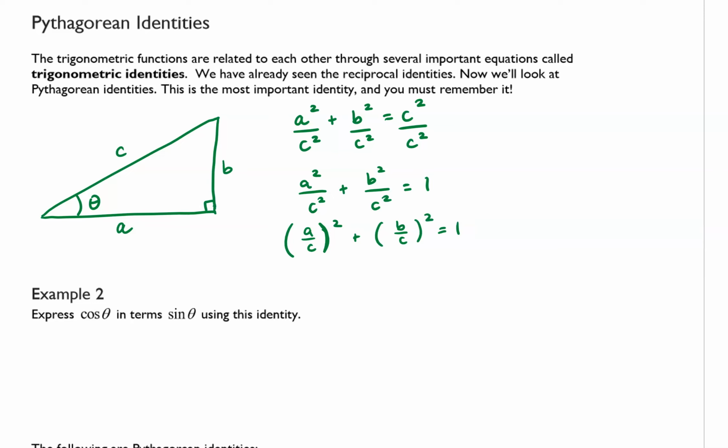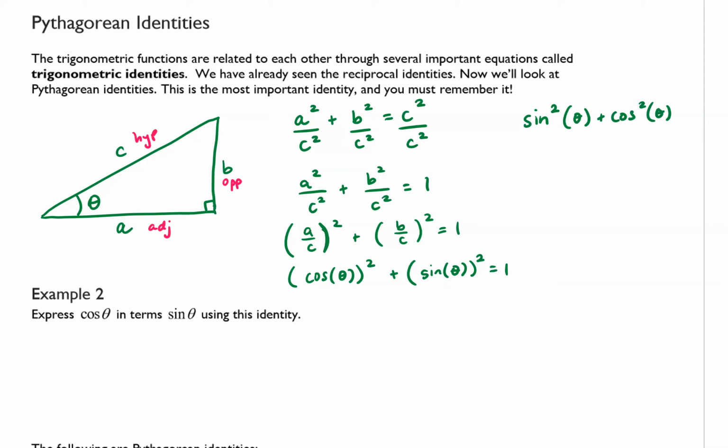Now I can also replace the thing inside of the parentheses with trig functions. So if I'm looking at the angle theta, then A is going to be the adjacent side, B is going to be the opposite side, and C would be the hypotenuse. So A over C is adjacent over hypotenuse, and I can write that as cosine of theta squared. And B over C is opposite over hypotenuse, which is sine of theta squared, is equal to 1. Now, you will notice the notation when you're talking about exponents of trig functions. They will go here. So we have sine squared theta plus cosine squared theta is equal to 1.